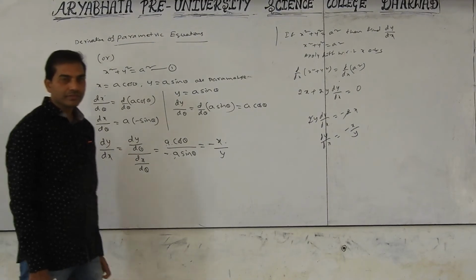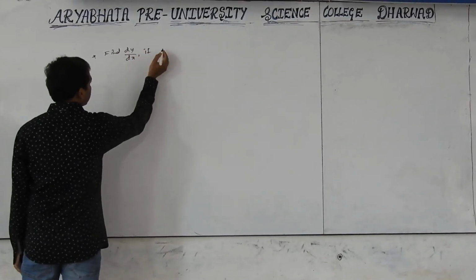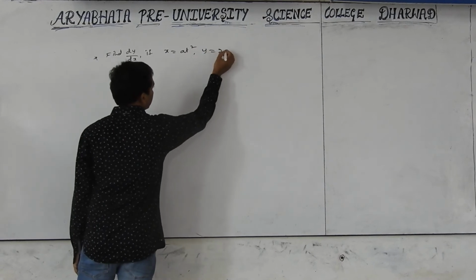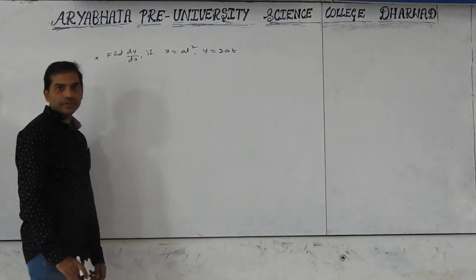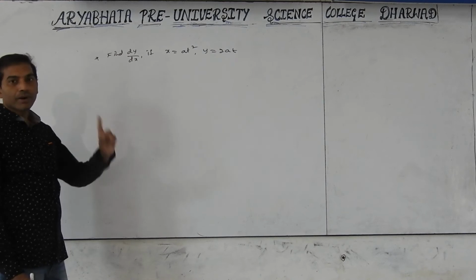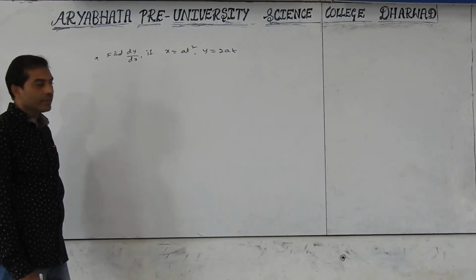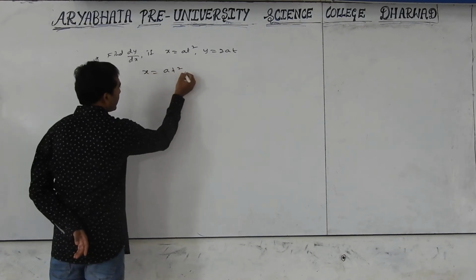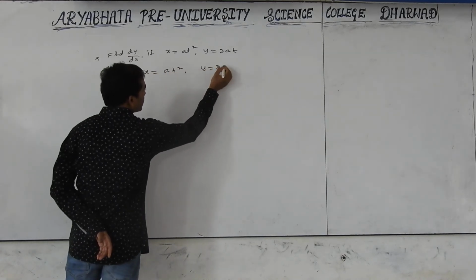Okay. If x equals a t squared, y equals 2at, these are the parametric equations of a parabola. Okay? x equals a t squared, where t is the parameter, and y equals 2at.